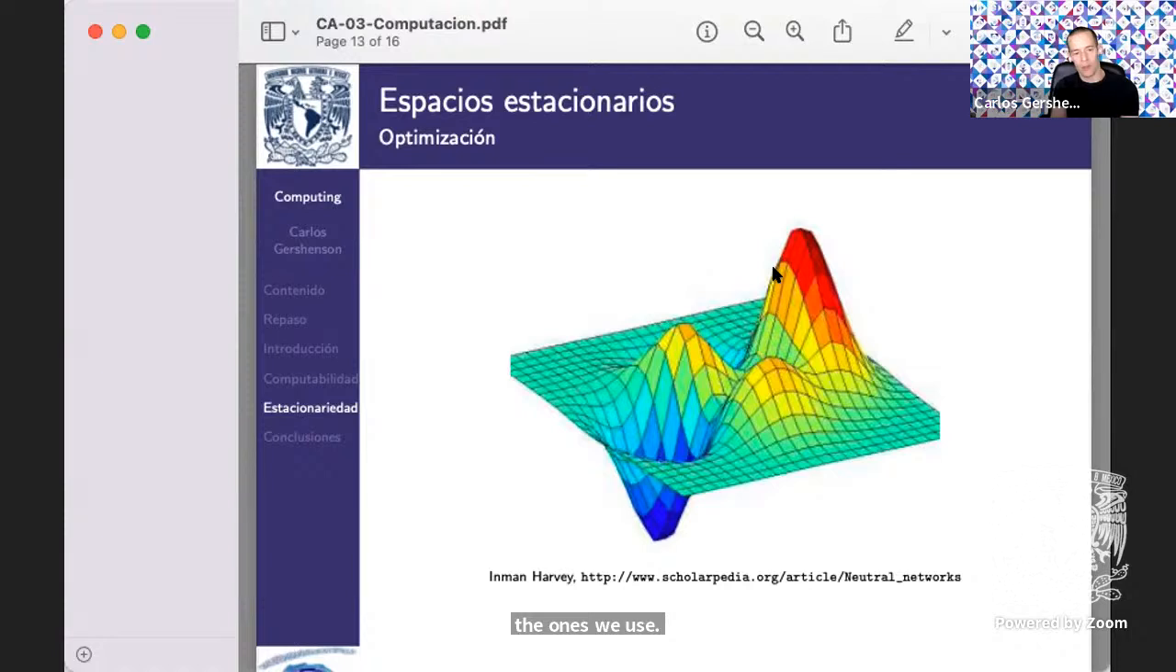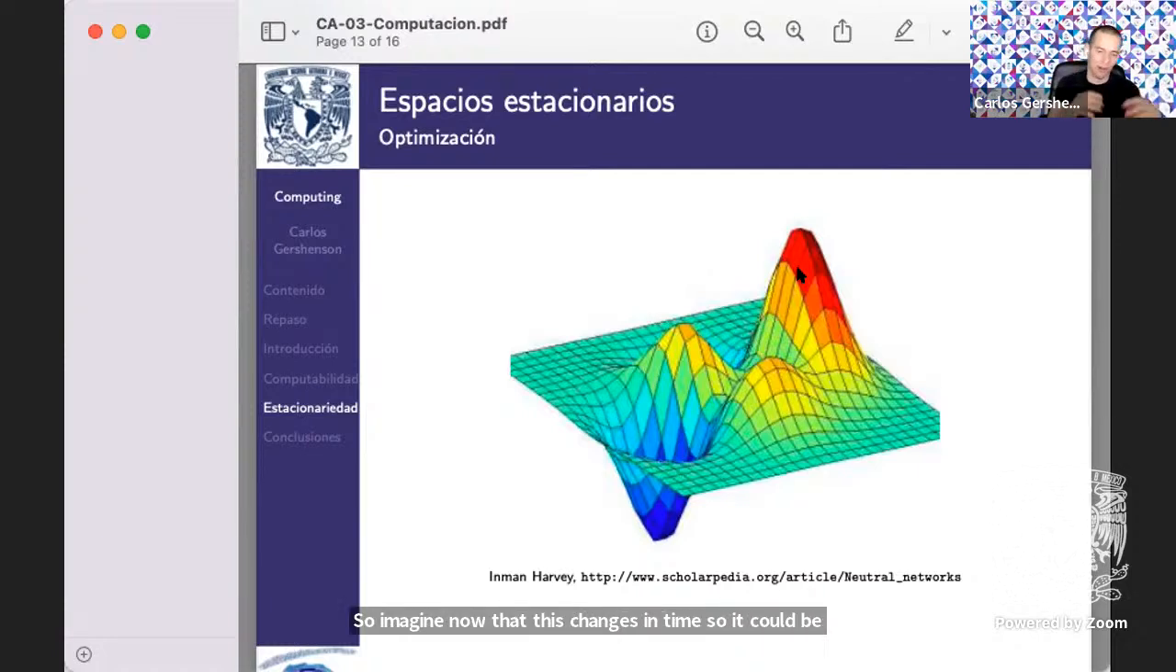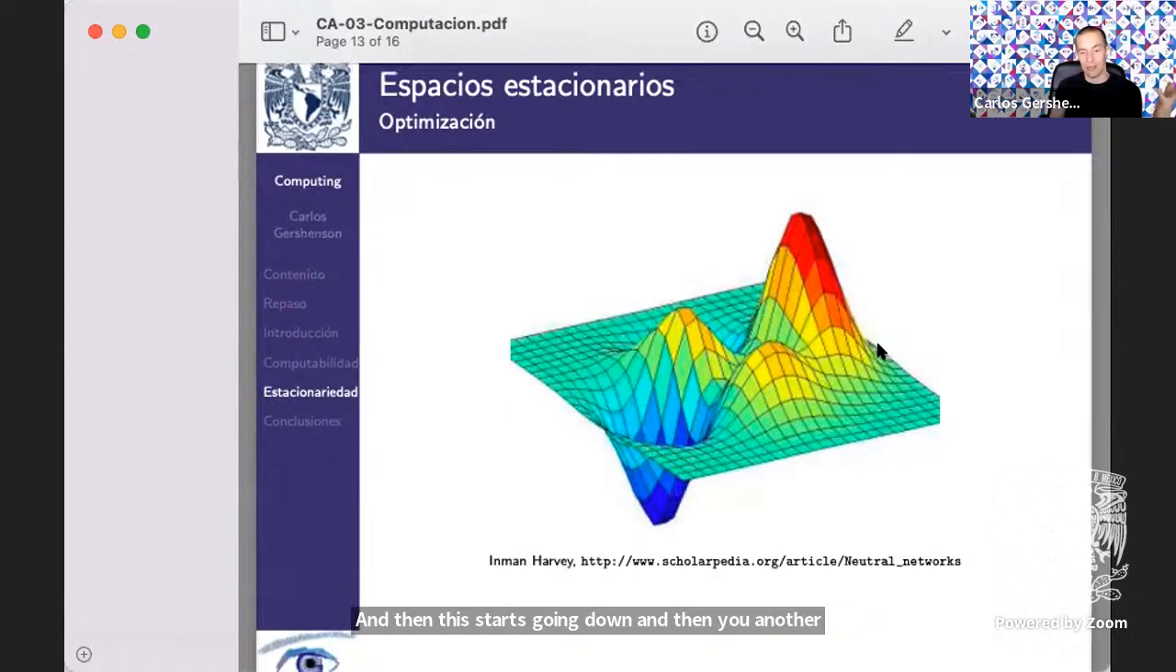However, imagine that the problem is non-stationary because of complexity, as we mentioned last week. So if you have interactions that generate new information, and these interactions can be internal or external, or even the solution that you are applying to your problem can change the problem itself. So imagine now that this changes in time. So it could be like fluid or like a sheet, and then this starts going down, and then another better solution will start popping up somewhere else. So how do you adapt to those changes? And this is what we're interested in.